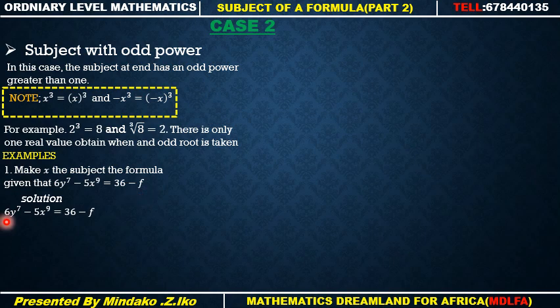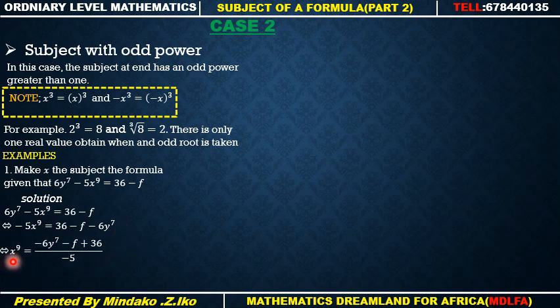So that is the equation 6y power 7 minus 5x power 9 equals 36 minus f. We are interested in the term having x, therefore we are going to cross this 6y power 7 to the other side of the equation. And if that happens, we have negative 5x power 9 equals 36 minus f minus 6y power 7. Now we can just rearrange it. We take this negative 6y power 7 and place it here, and then we put this 36 on the other side, and then we divide all through.